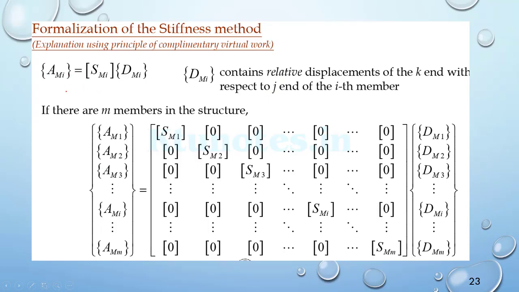So we know Ai = Si into Di, where A is the action, D is the displacement, and S is the stiffness matrix. Di contains the relative displacement of the K end with respect to the J end of the ith member. If there are M members in a structure, there will be M action matrices, and SMM will be the stiffness matrix size, and D1, D2 are the individual member displacements.